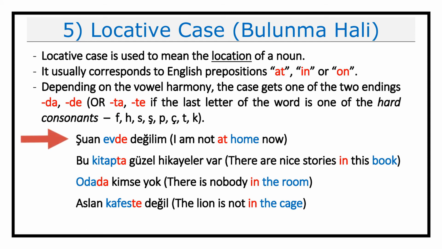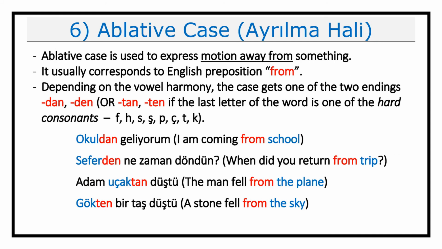Şu an evde değilim. Bu kitapta güzel hikayeler var. Odada kimse yok. Aslan kafeste değil. I hope it's all clear. And last, ablative case is used to express motion away from something. This is also easy to understand. It usually corresponds to the English preposition from.